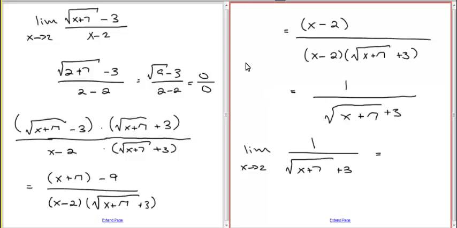Okay, so now we plug it in, and it turns out to be 1/6 again. I think I made it so that it wasn't 1/6 as the answer. Okay, so we stick 2 in there. So that's 1 over the square root of 9 plus 3, which is 1 over 3 plus 3, which is 1/6.